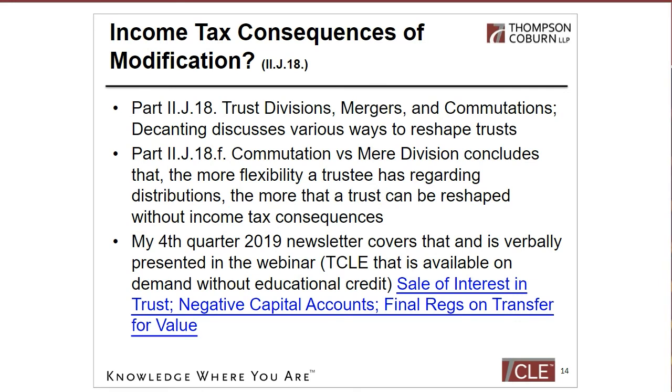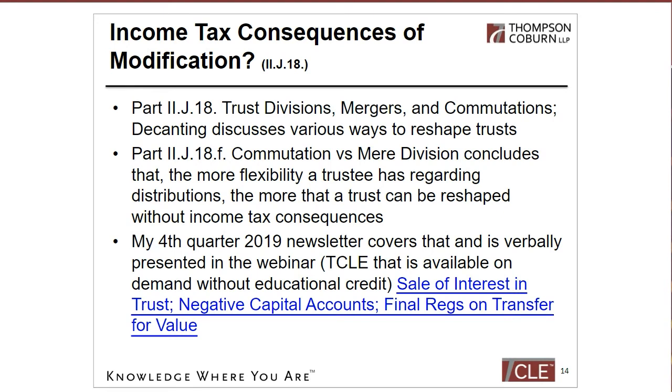The bottom line for income tax consequences, which I think is also going to apply for gift tax consequences, is: does the beneficiary have a right or a reasonable expectation that has ripened into something that's like a right, that is going to be frustrated by the trustee's exercise of this power, or the trust protector's exercise, or whatever? Again, the question is whether it's a commutation or a division.